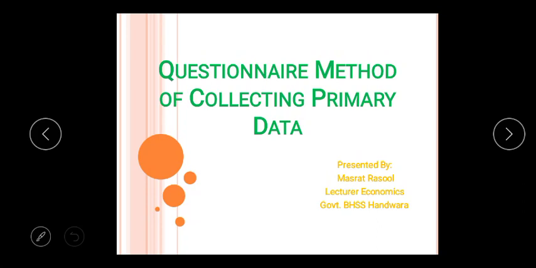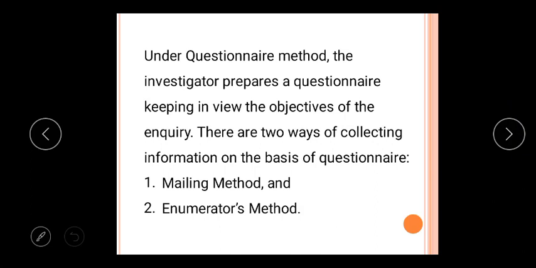In this lecture, we are going to discuss the questionnaire method of collecting primary data. Dear students, in our previous lecture, we discussed three important methods of collecting primary data, which are direct personal investigation, indirect oral investigation, and information from local sources or correspondents. Another important method for collection of primary data, which we could not cover in our previous lecture, is the questionnaire method of collecting primary data or information through questionnaires and schedules.